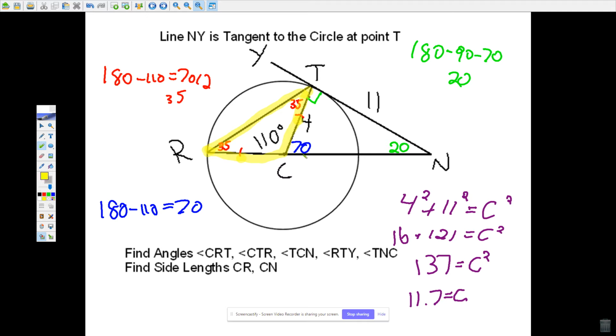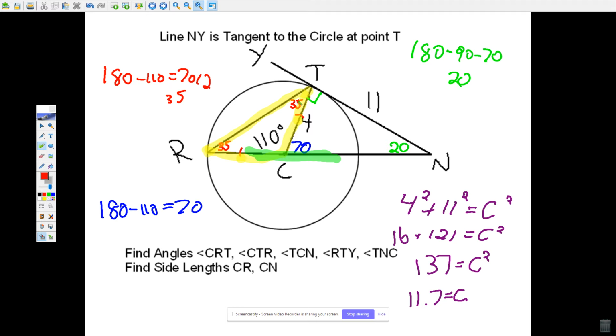The next angle I found is 70. For 70, I know that these two angles form a straight line, and the straight line has to equal 180 degrees. So 180 minus 110, which we already have, leaves us with 70. So this angle here must be 70. The next angle I found is over here. Here's the tangent line, and this line comes from the center to the point of tangency and forms a 90-degree angle. So that's 90. 180 minus 90 minus 70 leaves us with 20.